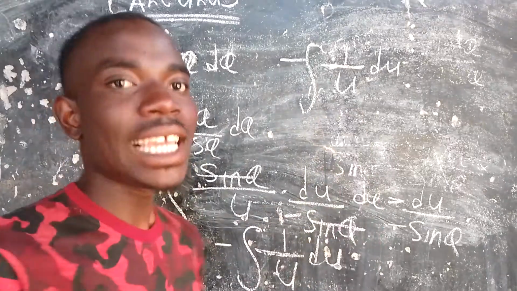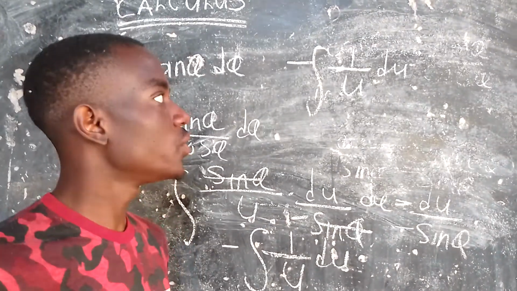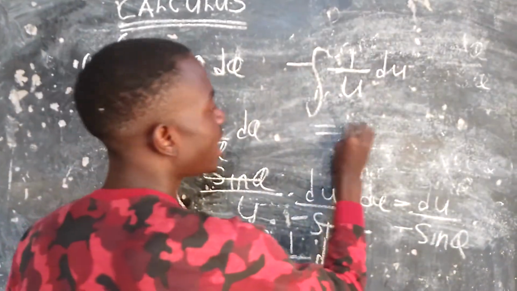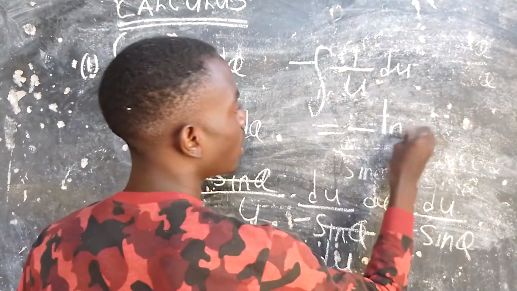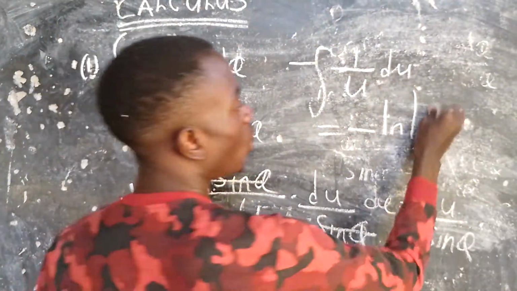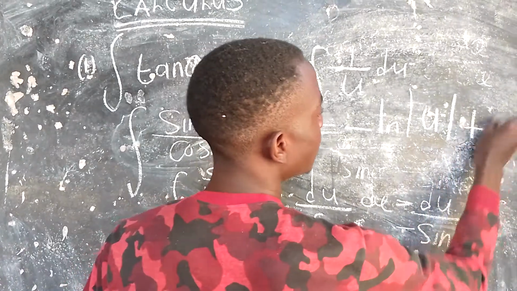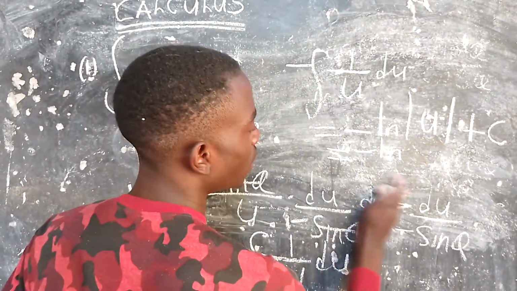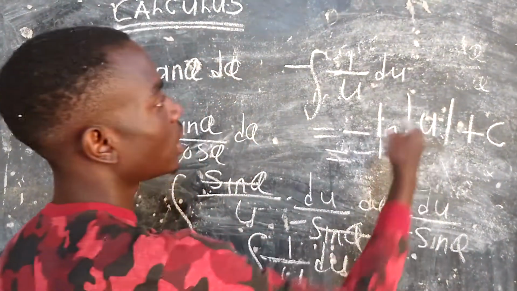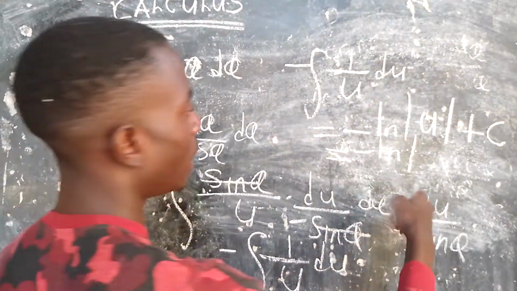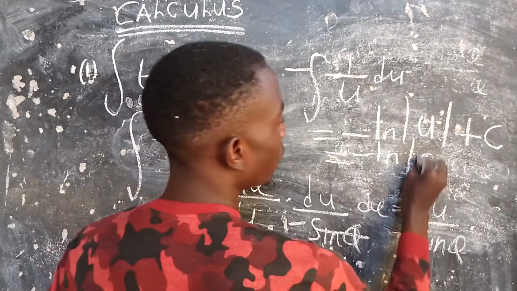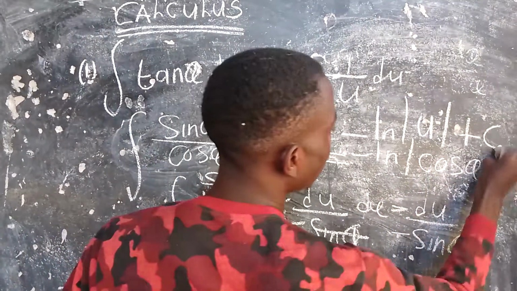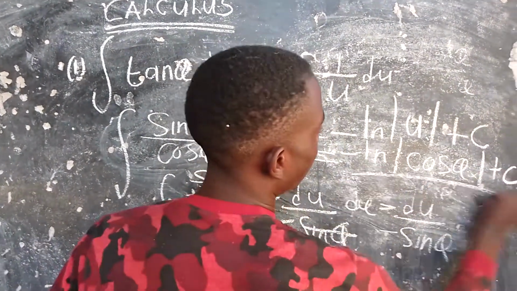We know that the integral of 1 over u du is simply natural log of the absolute value of u plus c, some constant c. But then we know that u is simply cosine, so we're going to replace with cosine theta then plus c. And that is the answer.